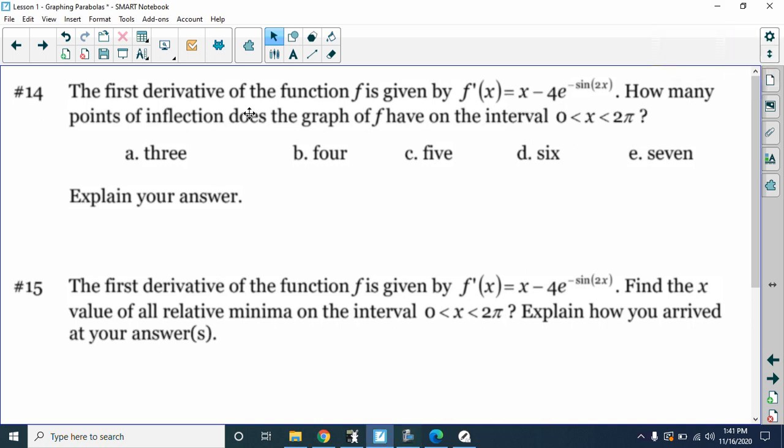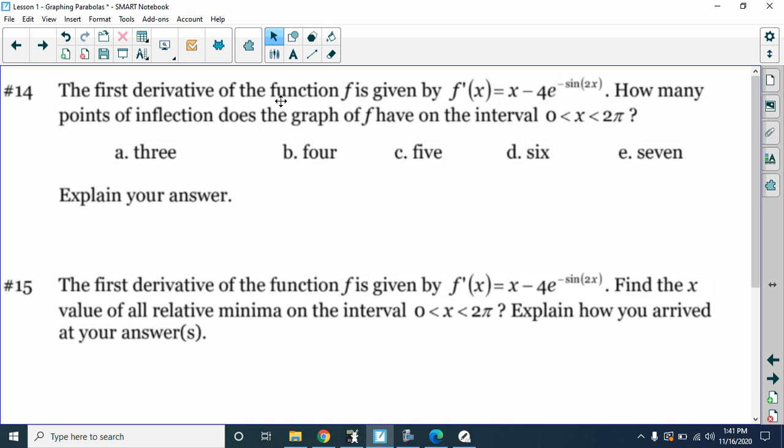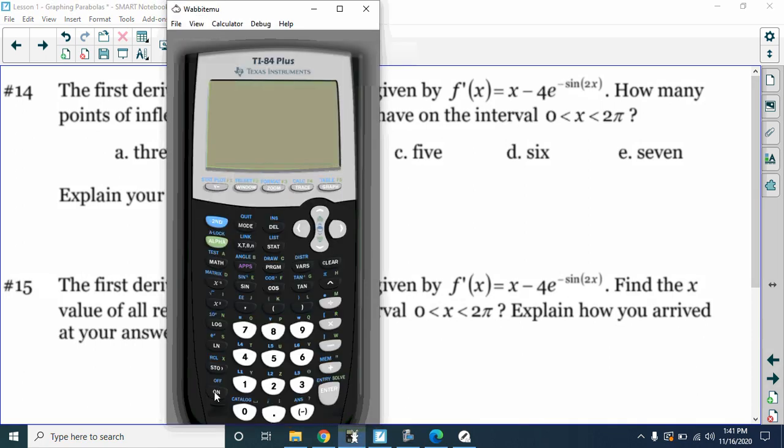Unit 3 practice test numbers 14 and 15. We are given an equation for the derivative of f of x. Number 14 asks for how many points of inflection we have, and then 15 asks for where we have relative minima. Either way, we want to graph this function. So we want to graph, and then keep in mind that this graph is the derivative of f. So we've got x minus 4e to the negative sine 2x.